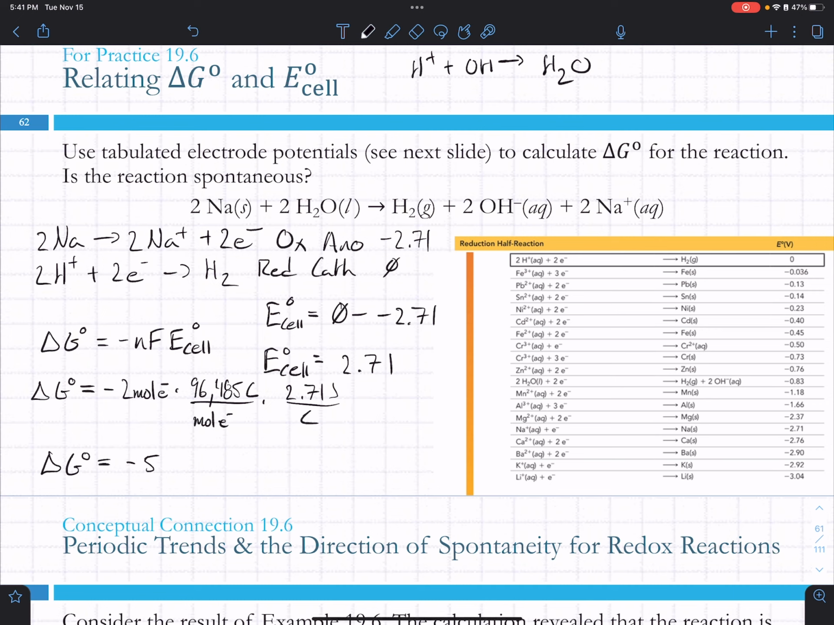Negative 1, 2, 3, 4, 5. Negative 5.23 times 10 to the 5 joules. Put this back into scientific mode. All right, so plug it in.